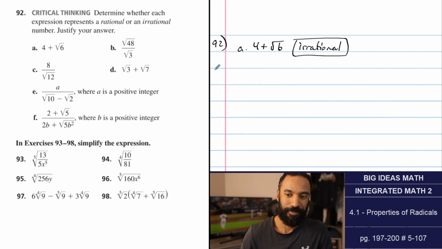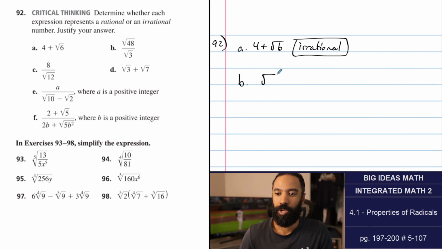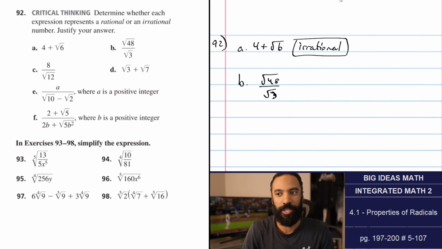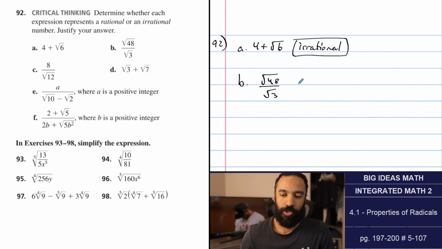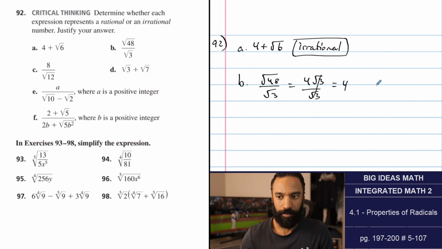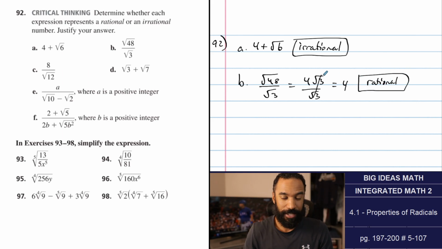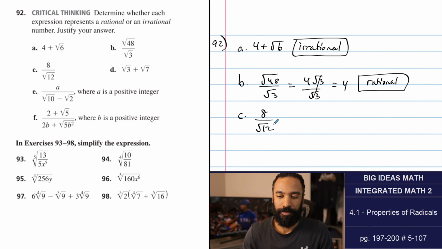Sound good? Part B. Root 48 over root 3. Actually I can do it this way as well, so never mind. Root 48 is root 16 times root 3, which is 4 root 3. And 4 root 3 divided by root 3 is 4. You bet that 4 is a rational number. They don't say explain your answer, they said justify it. I'm justifying it.